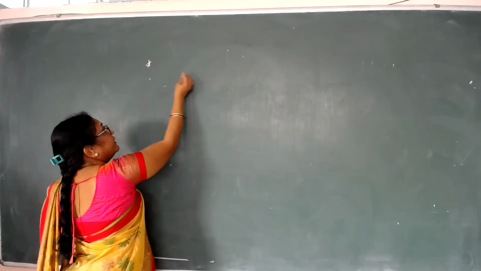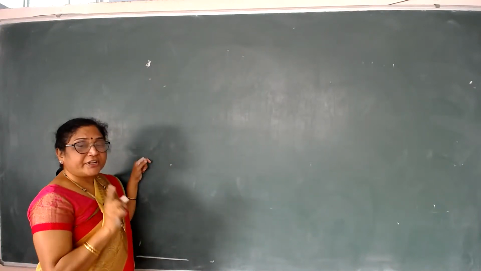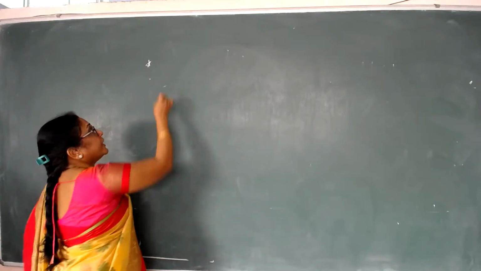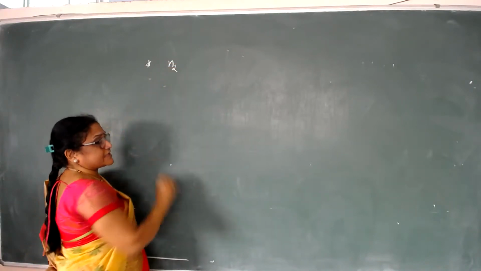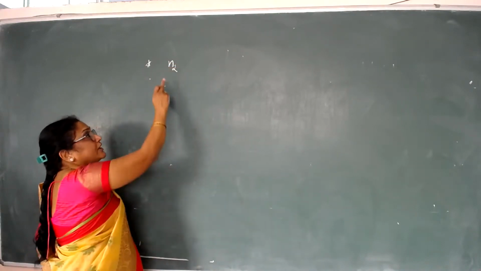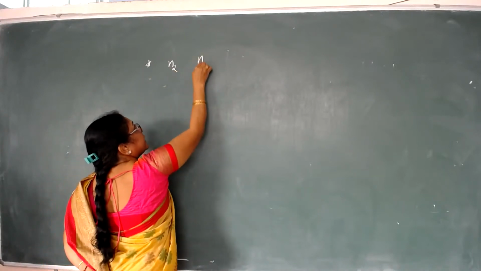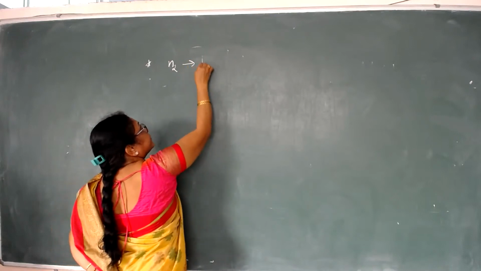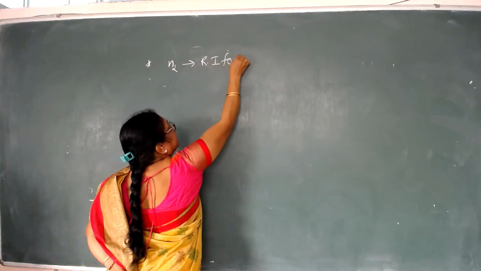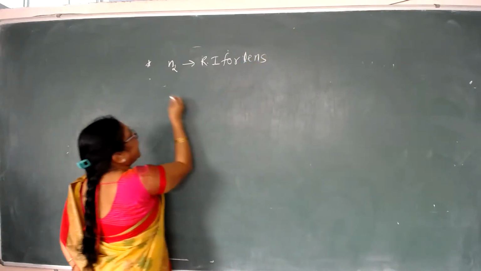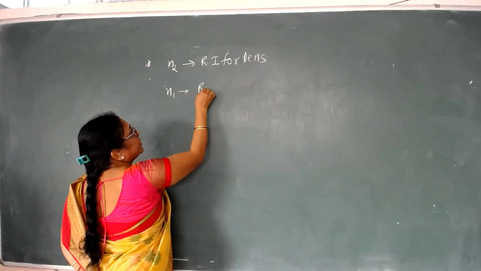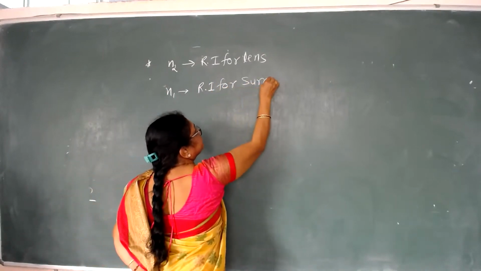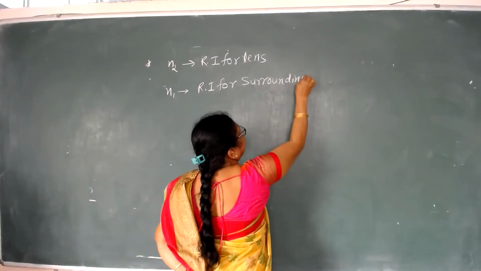So here, there are two refractive indices: the refractive index for the lens and the refractive index for the surrounding medium. Let N2 be the refractive index for the lens, and the surrounding medium be N1. N2 is the refractive index for the lens, and N1 is the refractive index for the surrounding medium.